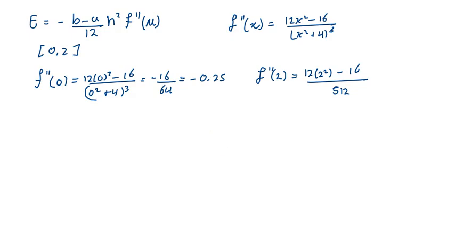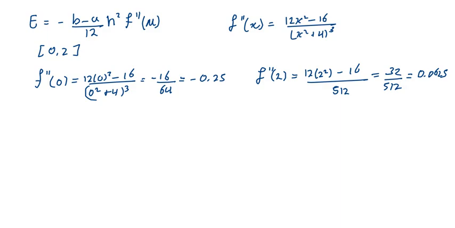Okay, so from this what are we going to end up with? So 2 squared is a 4. 4 times 12 is 48. Okay, 48 minus 16, that's going to be 32. Hope I've done the correct thing there. So divide by 512, then this is going to be more like 0.0625, like that. So now, what value are we going to use?